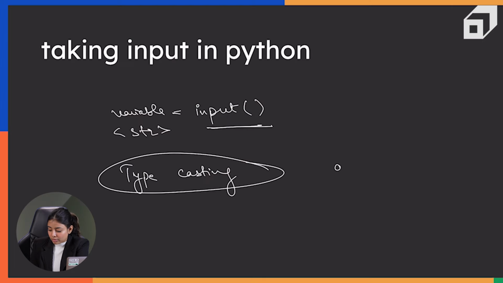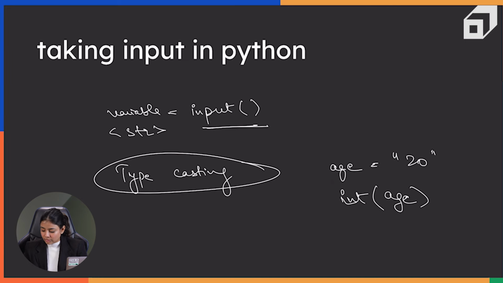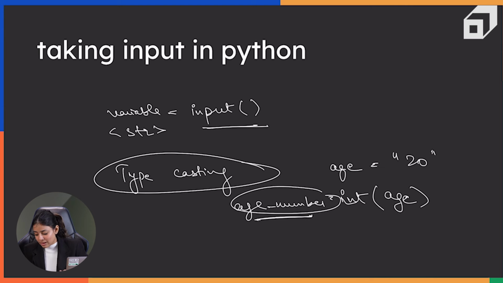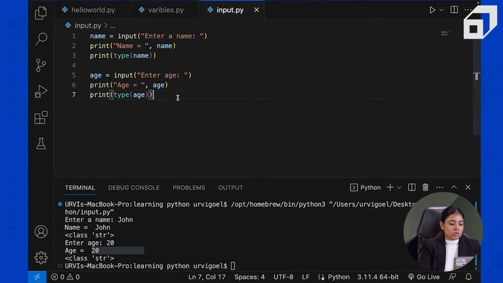For example, I have a string age, and it has this value. I want to convert this to int type, so I just put the data type and the variable name. This will return a value, and I can store it into some other variable. For example, I can say age number is equal to int age. Now this age number variable will be of type int, because I've converted the data type of the age variable from string to int. Okay, let's see this in code.